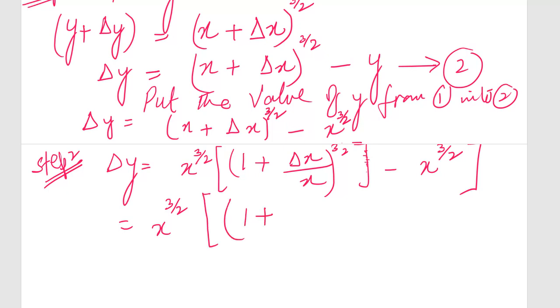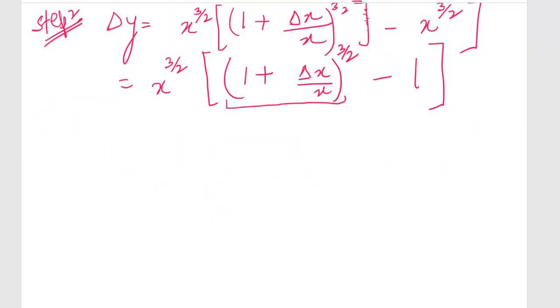Here I have 1 plus delta x over x raised to power 3 over 2, and this one we have taken as a common. So here only negative 1 is left. Now we are going to apply the binomial theorem which I showed you in the beginning. Instead of a, now we have 1. Instead of b, we have delta x over x, and n is 3 over 2. Right? So in the same pattern which I told you in the beginning, we are going to expand this binomial theorem. So this x raised to power 3 over 2 will remain the same.